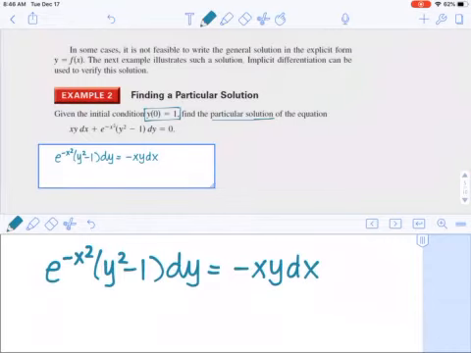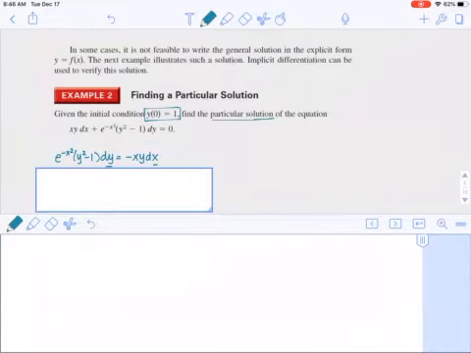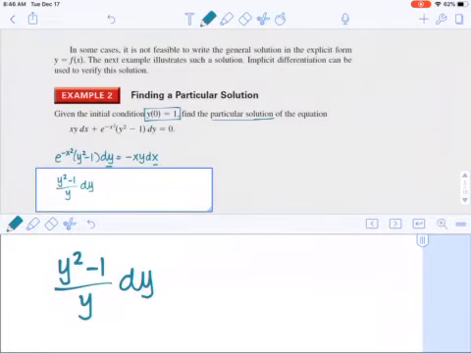Okay. I still don't have just my x's and y's alone. This is the side I'm going to have all the y's. This is the side I'm going to have all the x's. So I have to do a little bit of a switcheroo here. This is going to end up as y squared minus 1 over y dy equals negative x over e to the negative x squared dx.